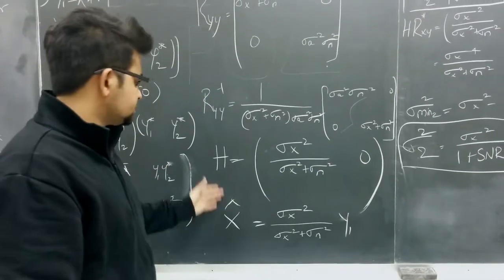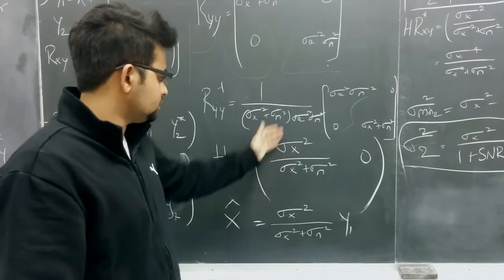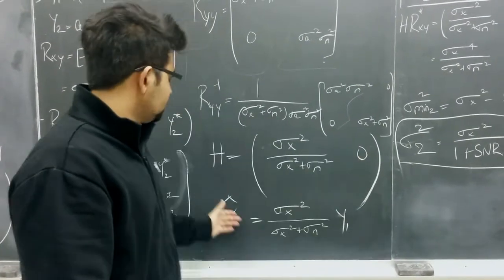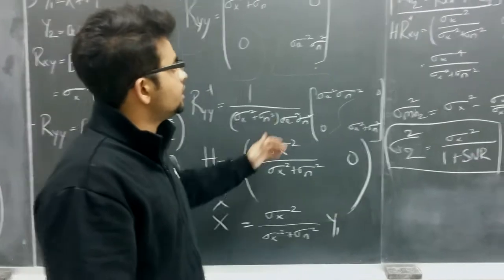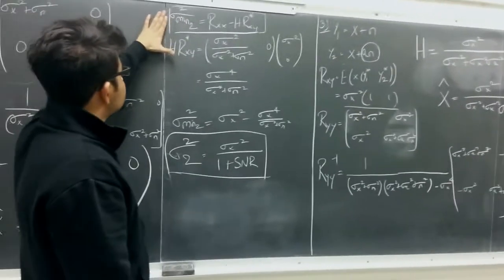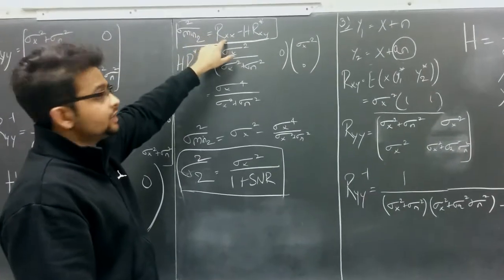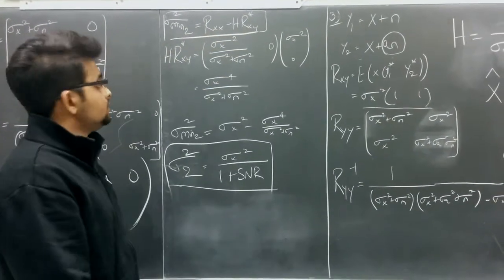X hat in this case is h into y1. Just the y1 term is there, since the y2 term has no impact. So this is the x hat. And coming to the minimum mean square error of sigma 2 square, which is rxx minus h into rxy star.